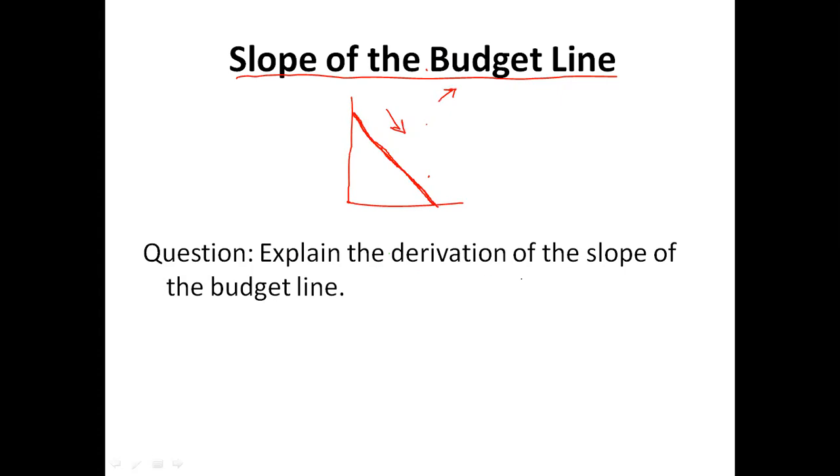So explain the derivation of the slope. So the question is: explain the derivation of the slope. Derivation means how it is derived, how the budget line slope comes about, we will explain.